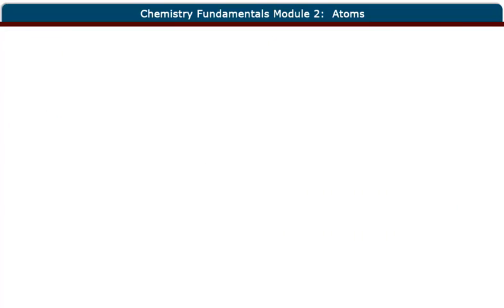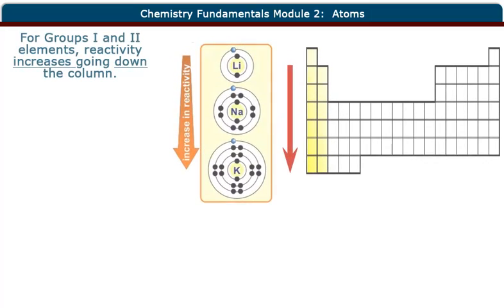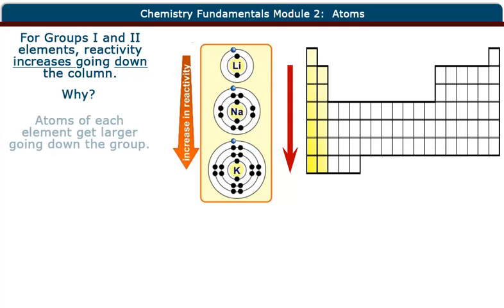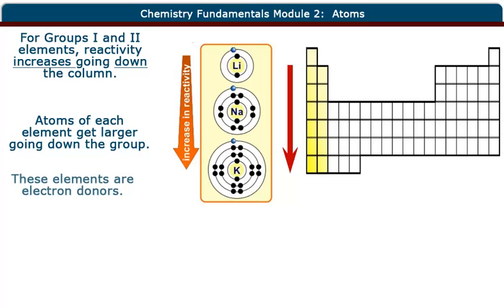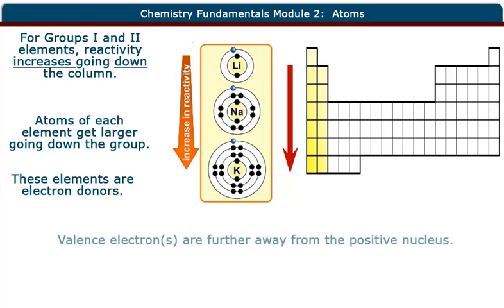Reactivity is affected as you go up and down the table as well. For groups 1 and 2 elements, reactivity increases going down the column. This is because atoms of each element get larger going down the group. These elements are electron donors, that is, they have relatively few electrons in the outermost shell and would be more prone to give up their electrons to become stable, that is, having 8 electrons in the outermost shell. These valence electrons are further away from the positive nucleus, so they're not held as tightly as smaller atoms with electrons closer to the nucleus.